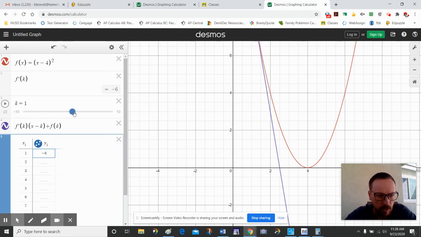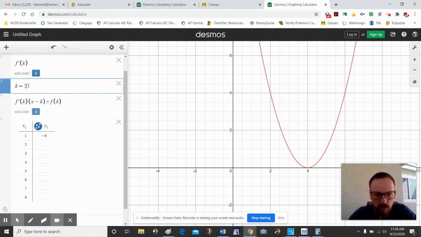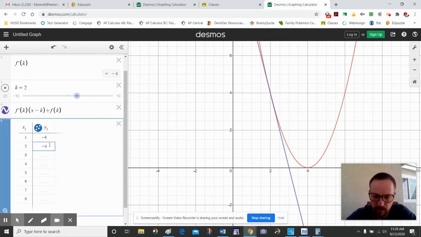And so now I'm going to make this go to k equals 2. All right, so we're a little bit closer now. You can see f prime of 2 is -4. And so you can see right here, it touches right there, and it's down 4 over 1. And so that means our slope is -4 right there. And so it's not as steep as before.